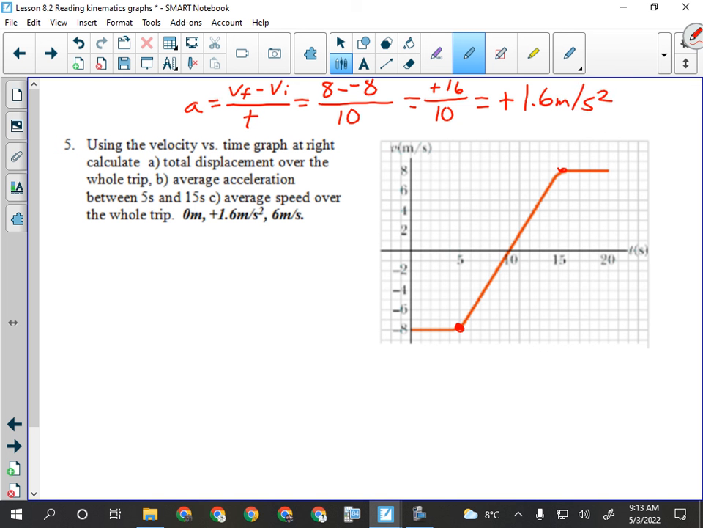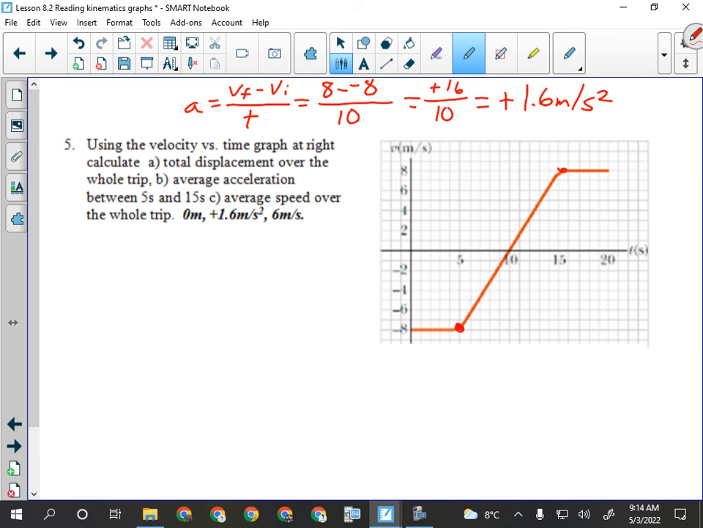So I'm going to have positive 16 divided by 10, which gives me positive 1.6 meters per second squared. Now, we haven't talked about acceleration yet, so I don't want you to get confused about that squared. It doesn't mean the number is squared. It doesn't mean 2.56, or whatever it comes out to. It doesn't mean that.